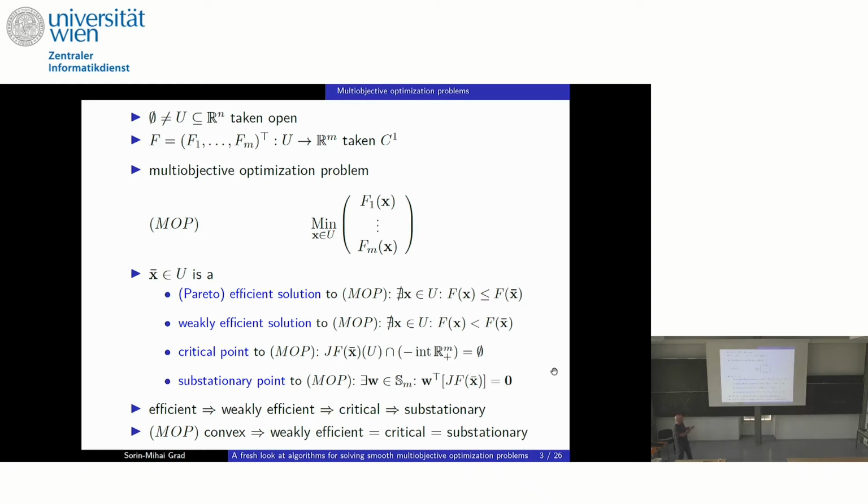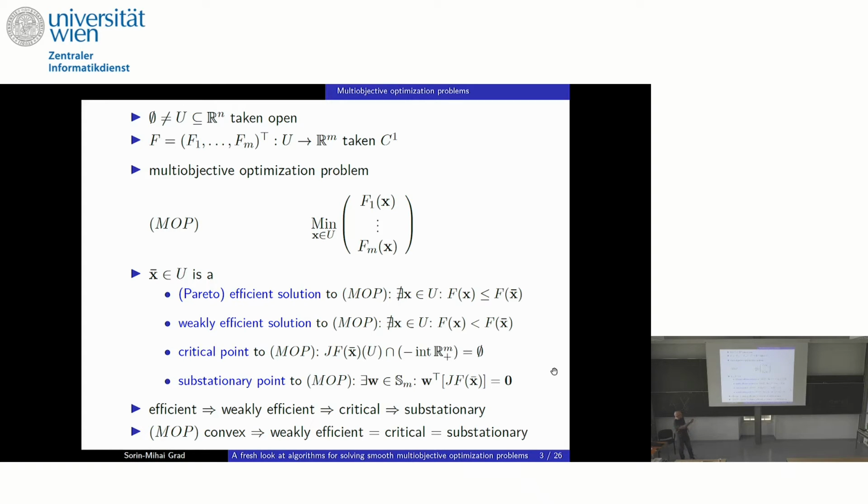The Pareto efficient solutions, the standard, let's say, type of solution in multi-objective optimization, weakly efficient, and also I put here critical points, which are an extension of the critical points usually known like gradient equals 0, and also substationary points. Basically, these critical and substationary are necessary optimality conditions for a point to be weakly efficient and even efficient. This chain of implication holds.